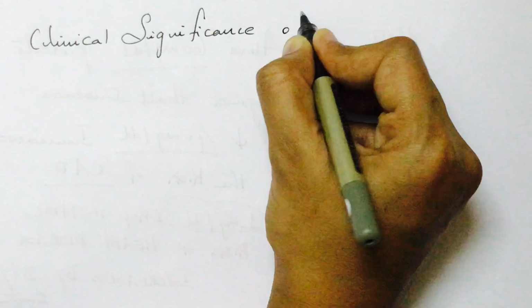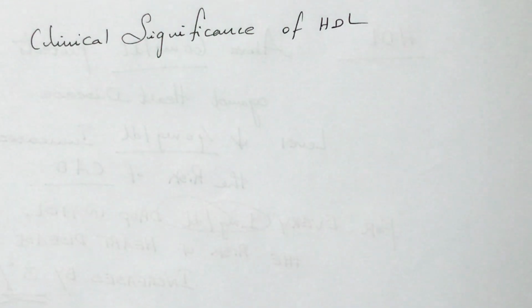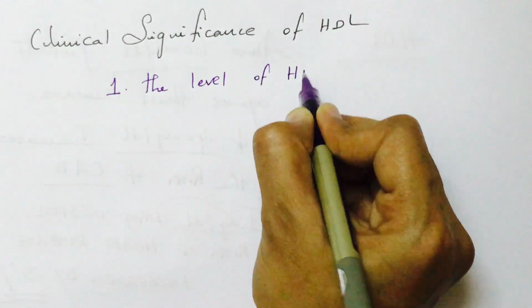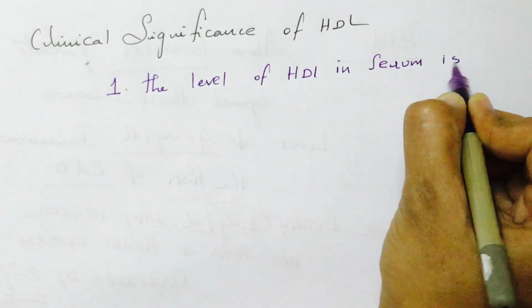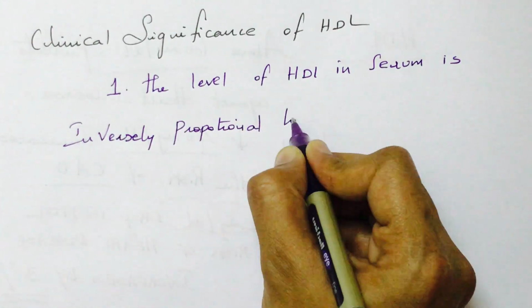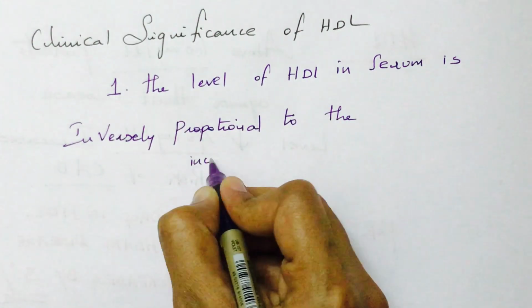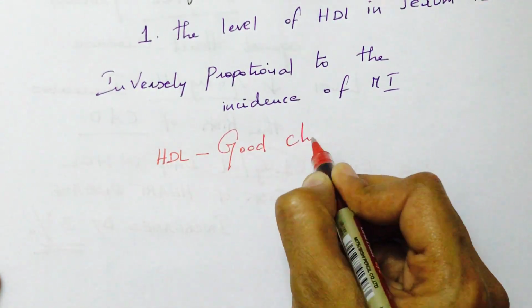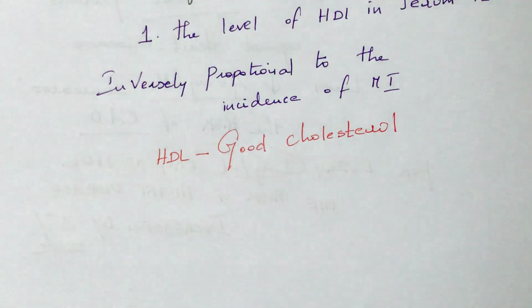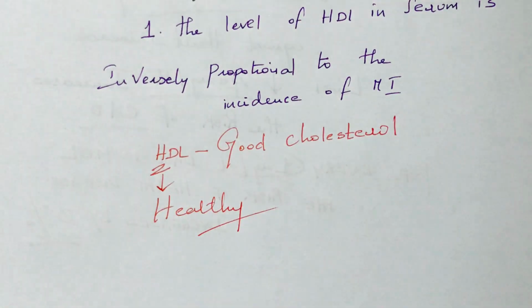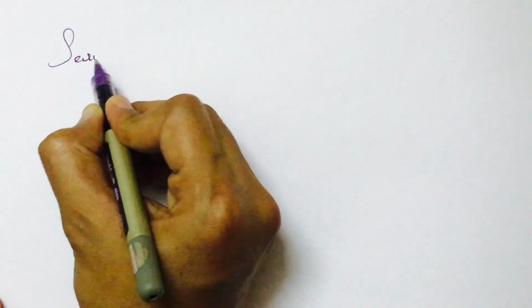And what is the clinical significance of HDL? The level of HDL in serum is inversely proportional to the incidence of myocardial infarction, unlike LDL. And as it is anti-atherogenic and protective in nature, it is considered as good cholesterol, and the H in HDL can be remembered as healthy.